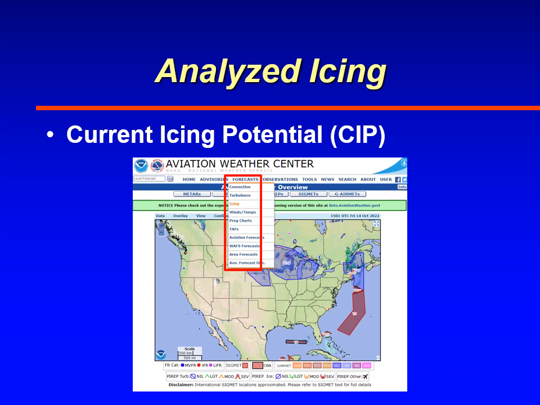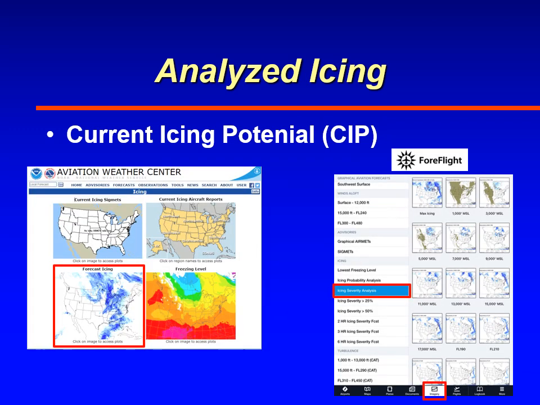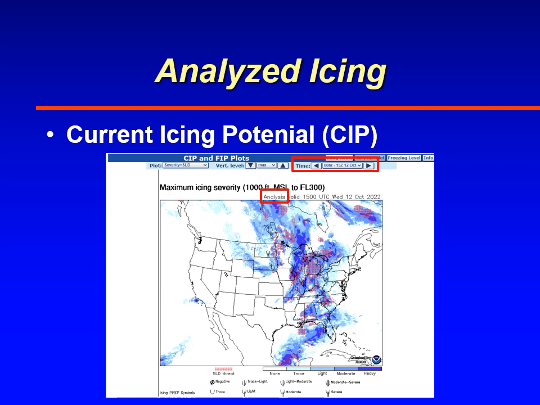Go to their main page under the Forecast tab, scroll down to Icing, and it'll take you to a page that has 4 different graphics. You want to click on the lowest left graphic, which represents forecast icing. Or in ForeFlight, you can go to Imagery and then click on Icing Severity Analysis. It'll take you to the page of the current icing potential.